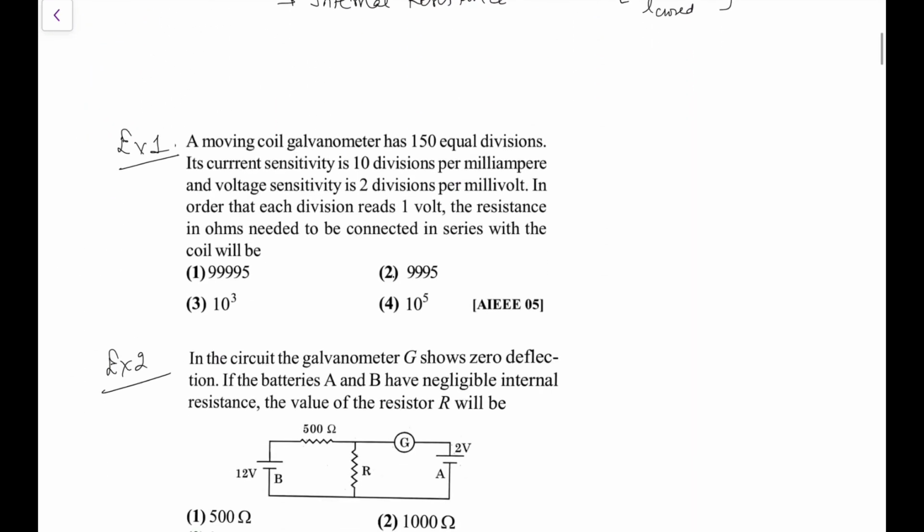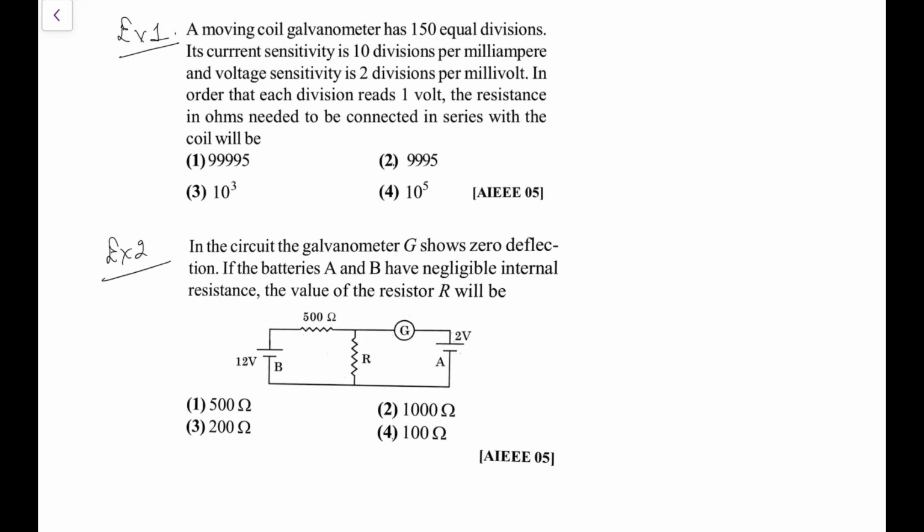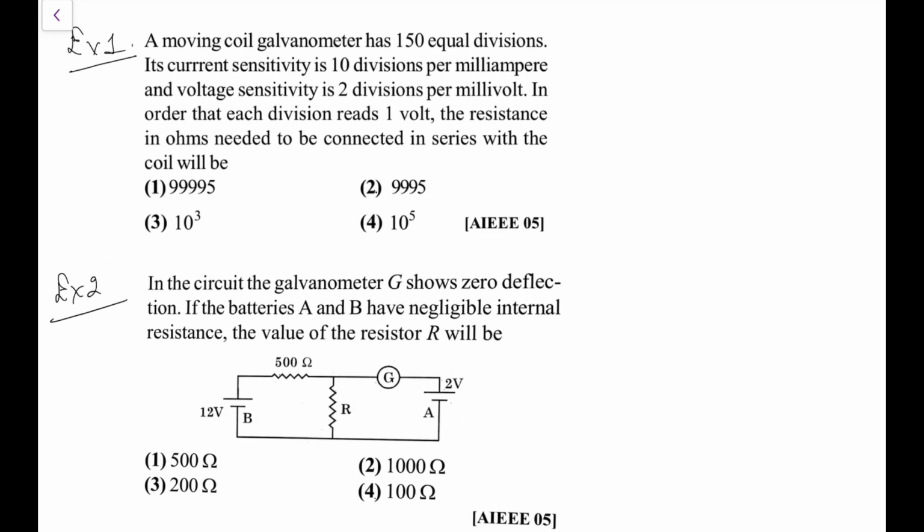Now coming to the questions that will help us gauge what to do. Now first, galvanometer, ammeter, voltmeter questions. Now first, a moving coil galvanometer has 150 divisions. Current sensitivity is 10 divisions per milliampere. Now read it very carefully, students, don't read it carelessly.